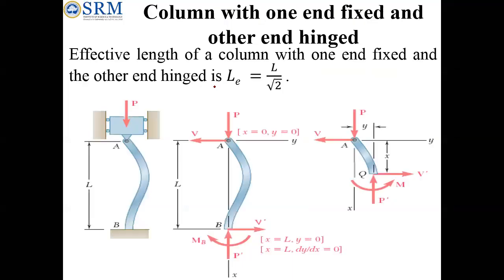So what are the things we need to remember? There are 4 end conditions. For these 4 end conditions, we have different LE values. Then we have a formula for finding the buckling load or crippling load. And we also have a formula for crushing load. Crushing load is simple: sigma is equal to P by A. So P is equal to sigma A. That is the crushing load formula.